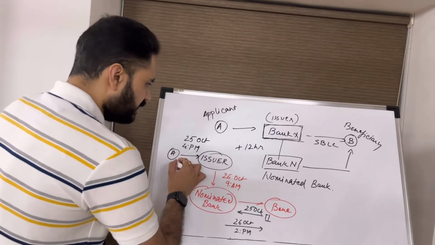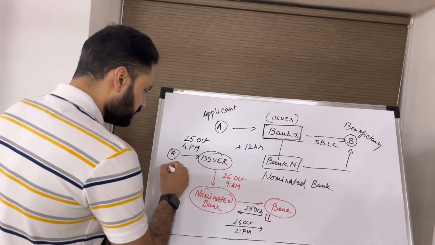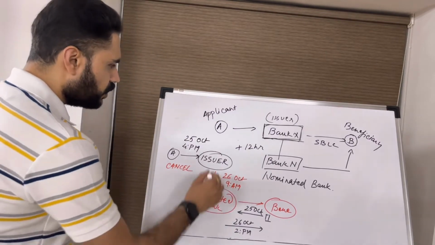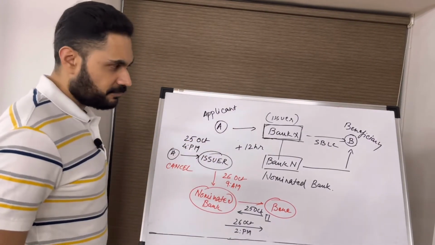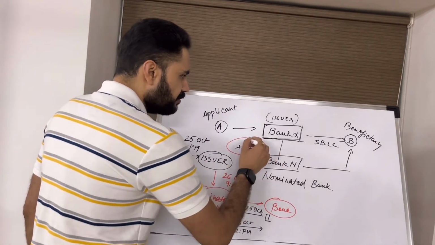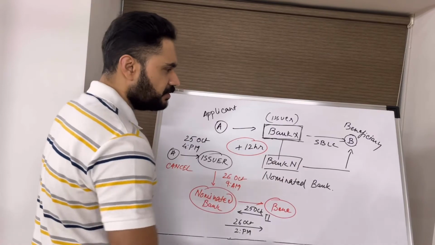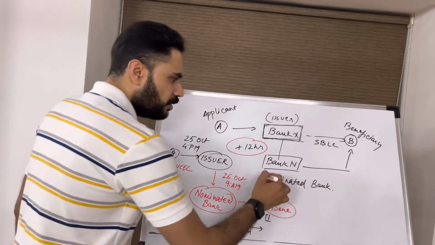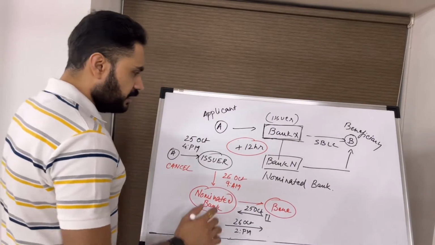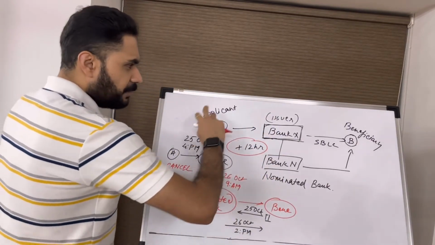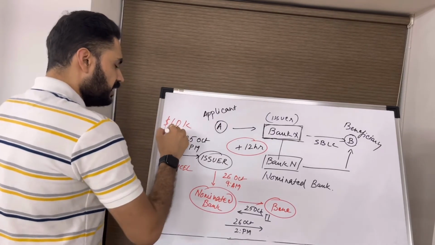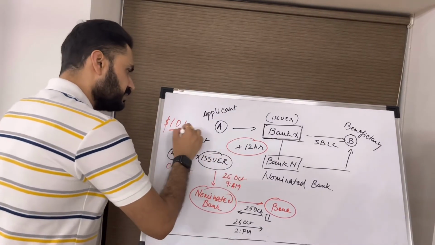suppose applicant gave issuer the instructions to cancel the undertaking on 25th October at 4 p.m. and there is a difference of 12 hours between the issuer and the nominated bank. So nominated bank is 12 hours ahead of the issuing bank. Okay. Now the amount of the undertaking was $10,000 and the entire amount was unutilized.